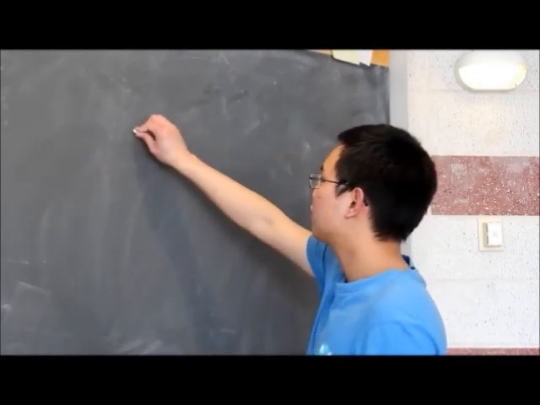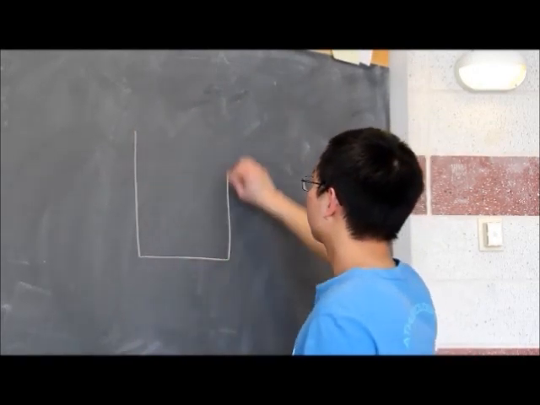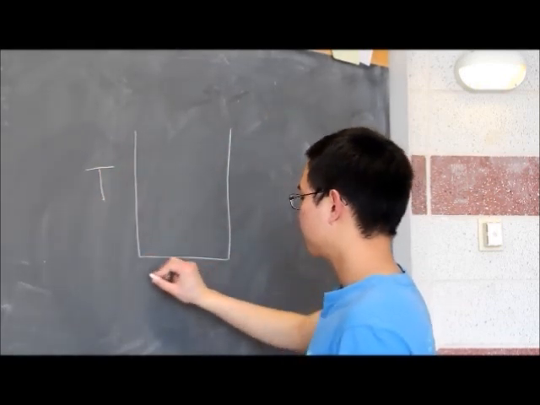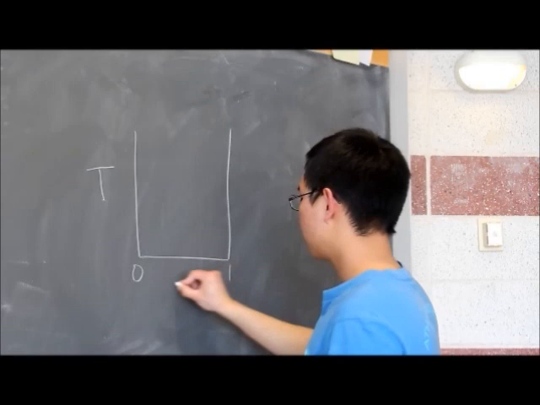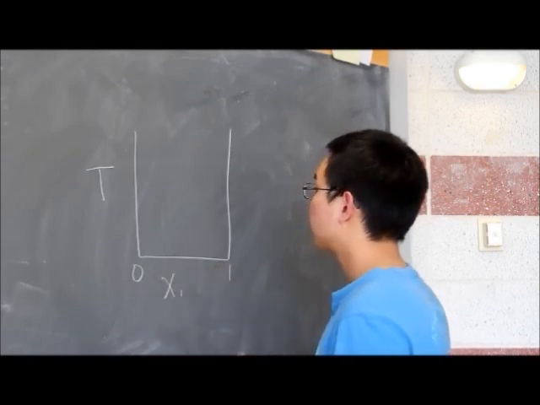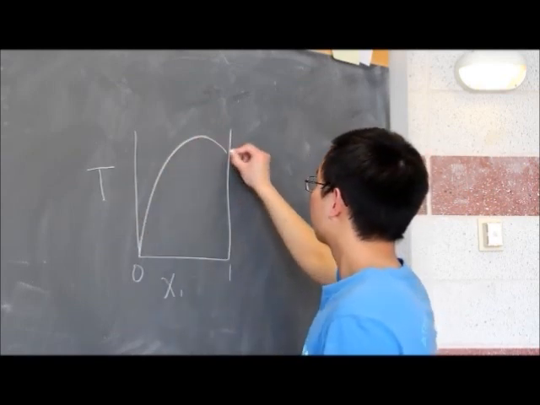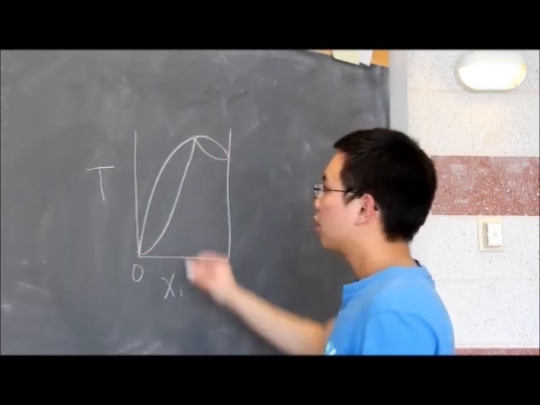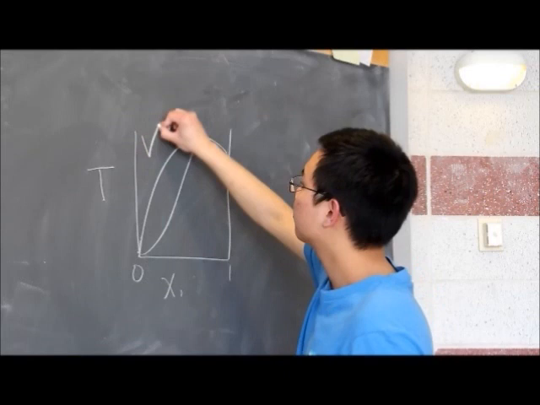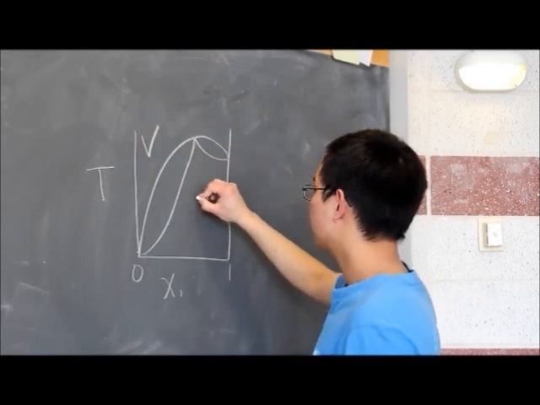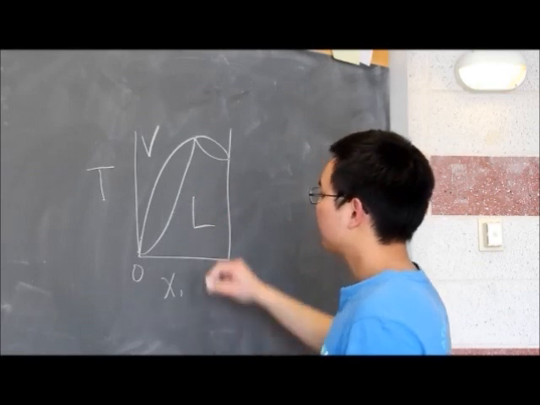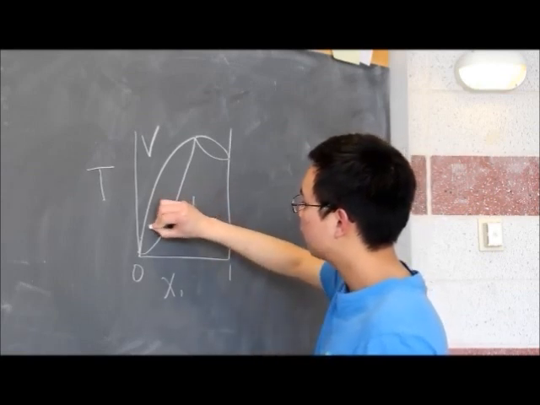Okay, so I'll sketch the T-x-y diagram. On this axis is temperature. This axis shows the mole fraction. So in the region above, we have vapor. In the region below, we have liquid. Between the two regions is VLE.